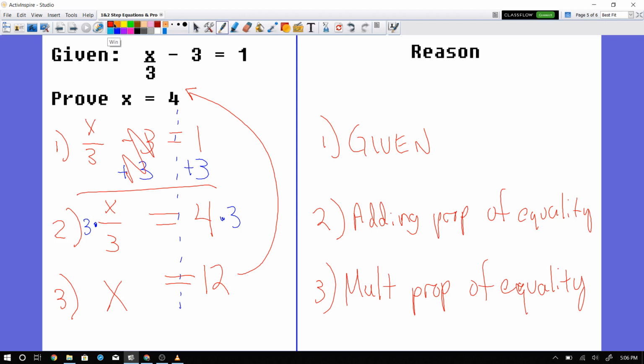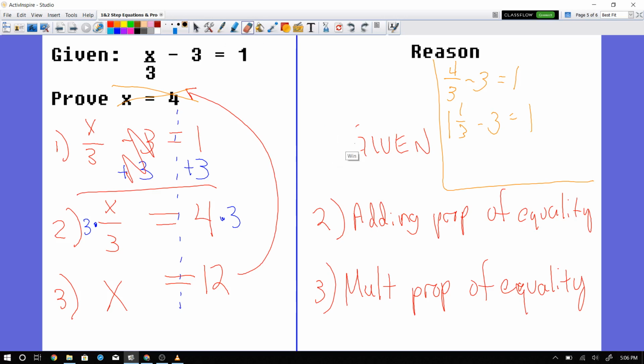So I'm going to use a different color. I'm going to use orange. Go over here. So let's say that x is 4, okay? This is why we went through checking, because you're going to see which one is wrong. So 4 divided by 3 is 1 1/3. So let's do 1 1/3 minus 3 equals 1. We automatically know that 1 1/3 minus 3 is not going to be 1. So we know that this x equals 4 is incorrect. Let's check the 12, because I feel like we did all this work right.